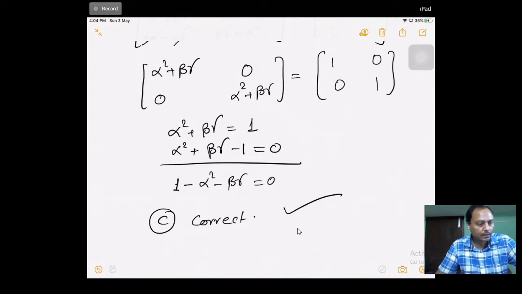So I hope that the basic operations of matrices are clear. Now other things, that is the transpose of a matrix and skew and symmetric matrix, and the row transformation elementary operation method we shall discuss later. Thank you.